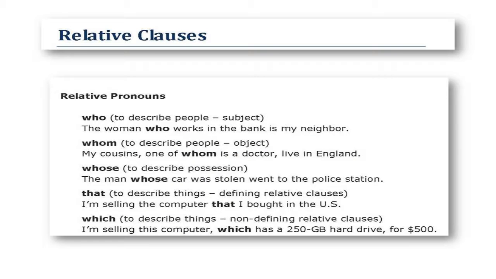Relative pronouns. Who, to describe people, as the subject. The woman who works in the bank is my neighbor. Whom, to describe people, object. My cousins, one of whom is a doctor, live in England. Whose, to describe possession. The man whose car was stolen went to the police station.